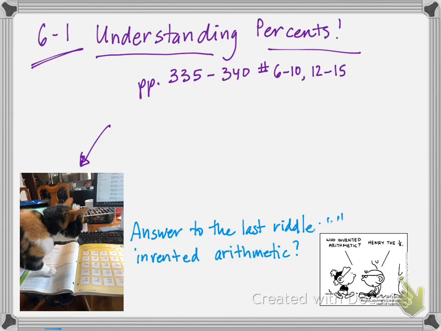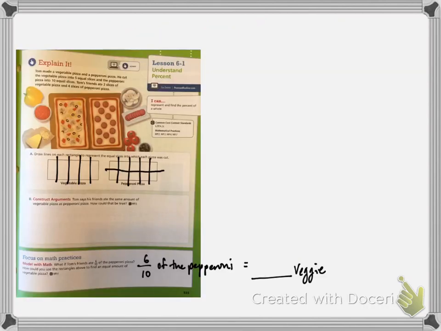So we are on topic 6, the very first lesson of this unit. That can be found on pages 335 to 340. The assignment, you can either learn it on your own or watch my video, but the assignment is number 6 through 10, 12 through 15. And if you want to, for a challenge, you can do number 26. So let's take a look at this lesson and see what's happening.